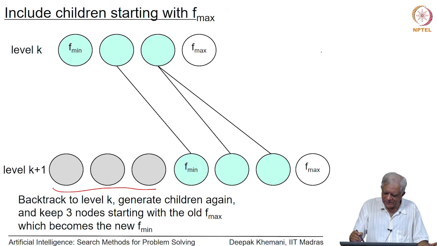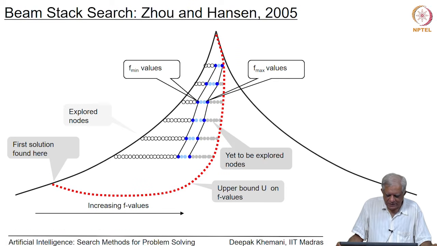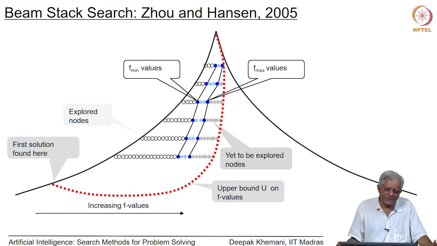Now, obviously, if we have somewhere along this that upper boundary, then we would not go beyond that boundary essentially. So, this is the basic idea of backtracking. Use these f min and f max values to go back to the parent and regenerate their children and select the appropriate ones as dictated to you by the f min and f max values. In fact, as dictated to you by the f max value. So, this is what the search for beam stack search looks like.